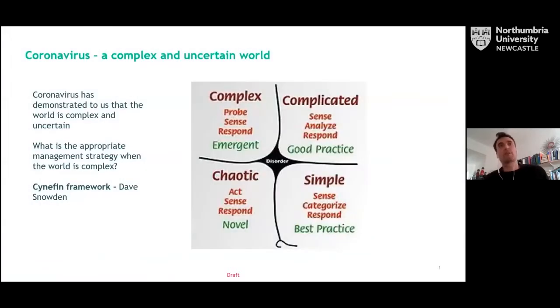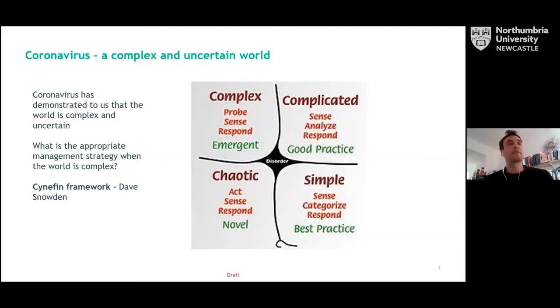So where I'm going to start with this: one of the things that I think coronavirus has demonstrated is that we live in a complex and uncertain world. This has always been the case, but the coronavirus and our attempts to respond to it have brought that complexity, the dynamic nature of the world, the uncertainty, and our limited ability to know what's best to do in that world, front and center to us in an unignorable way.